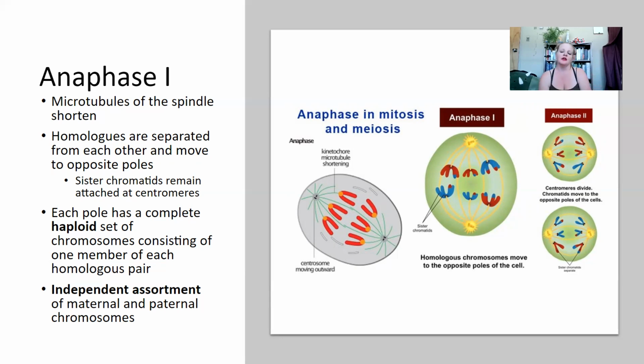So if I'm going to ask you what are the 2 sources of genetic variation, you're going to say crossing over and independent assortment. And crossing over happens in prophase 1. Independent assortment happens in anaphase 1.